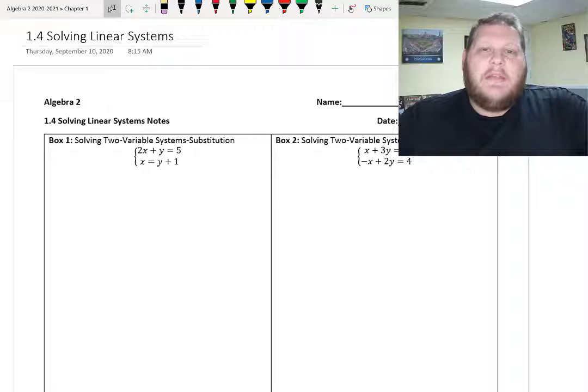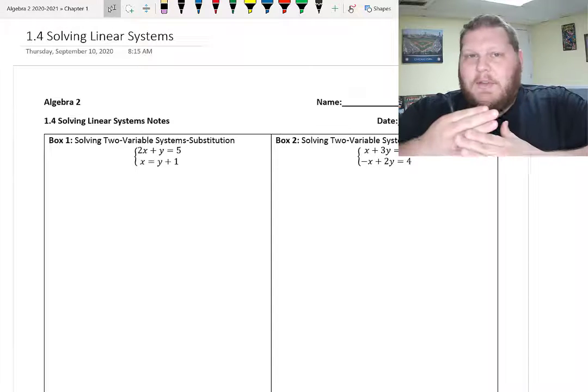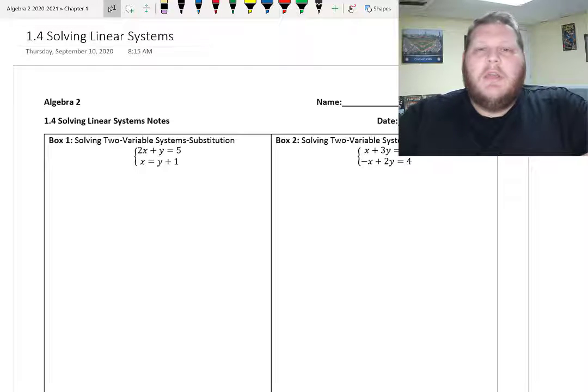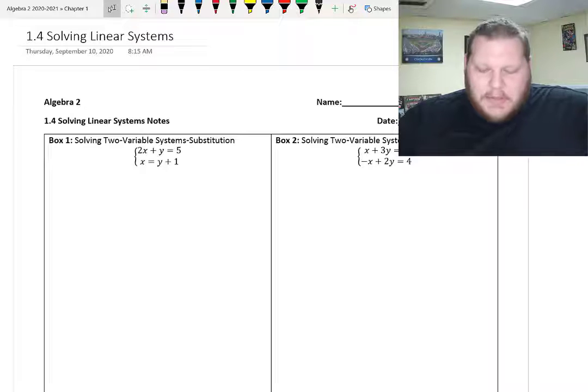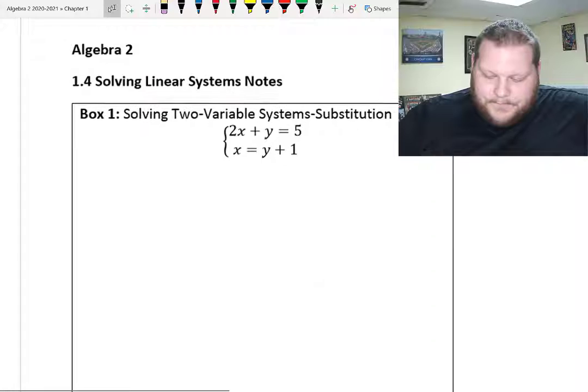So again, those three methods that we learned back in Algebra 1 were solved by graphing. So we would graph those two equations, find where they intersect, and that's the solution. And then our two algebraic methods that we're going to continue using this year are solved by substitution and then solved by elimination. So let's go ahead and jump into box 1, which is all about solved by substitution.